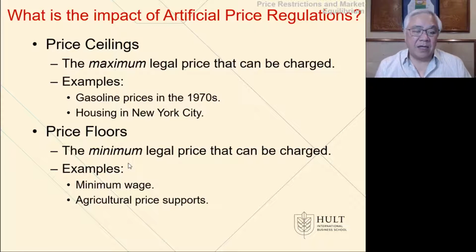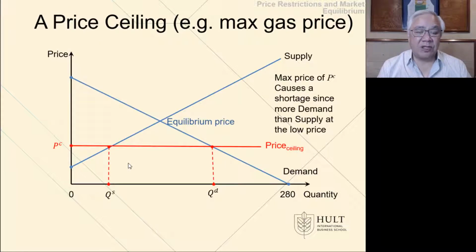And the next example is a price floor, and it's the minimum price that can be charged. In this case, we have an example like agricultural prices, which we'll do in a moment to illustrate how that works. So here we see that there's an artificial price, not derived by the market, but by some regulator somewhere, of P with the notation of C for ceiling. So this is a price ceiling. It cannot go above that.